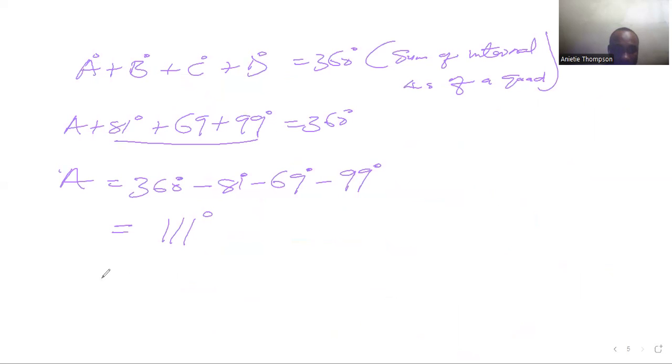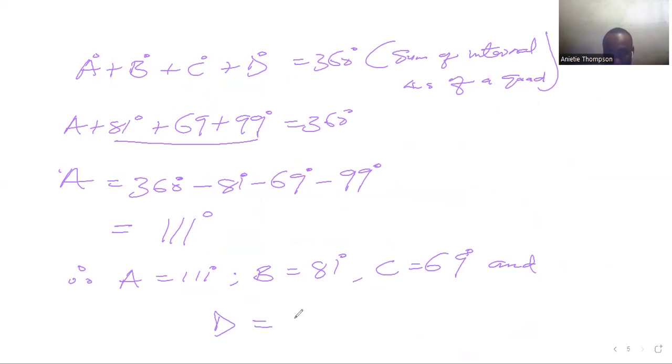So to summarize all, it therefore means that in that diagram, angle A equals 110 degrees, angle B equals 81 degrees, angle C equals 69 degrees, and finally, angle D equals 99 degrees.